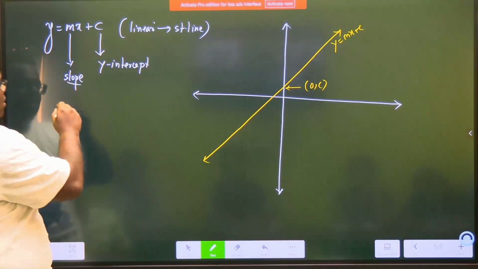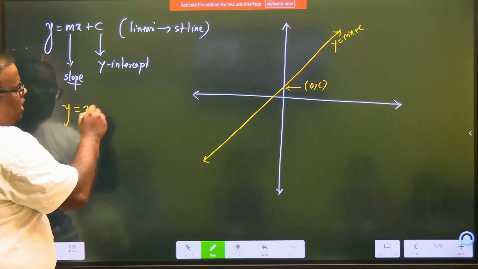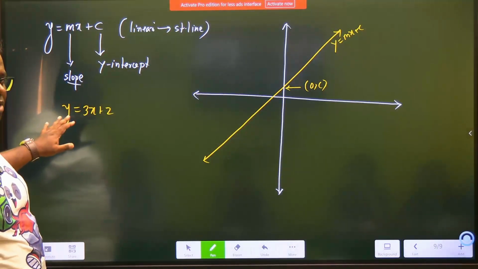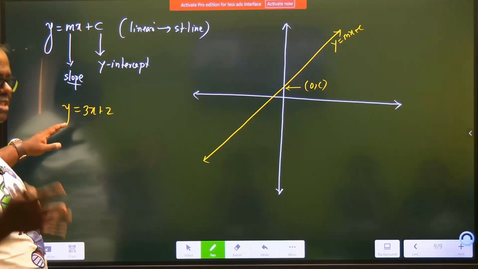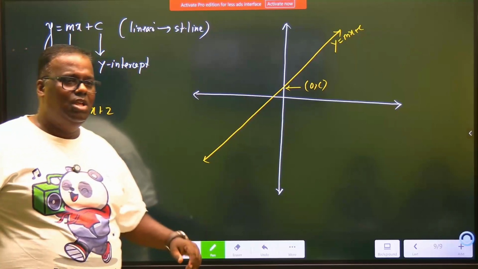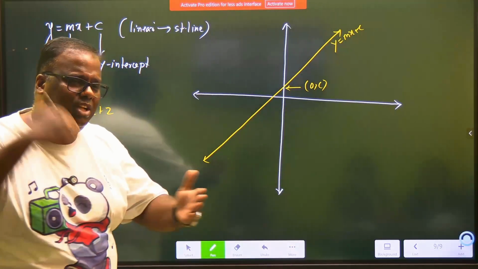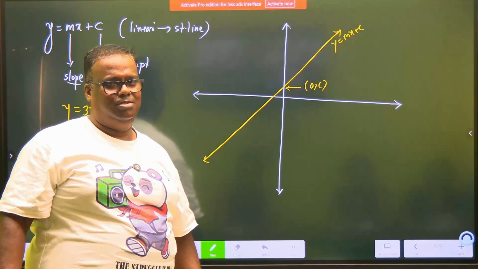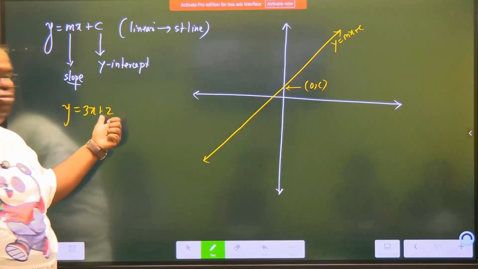Let's take an example. y equal to 3x plus 2. I don't know about this graph, but this graph has to pass through 0, 2, because the c point is 2.